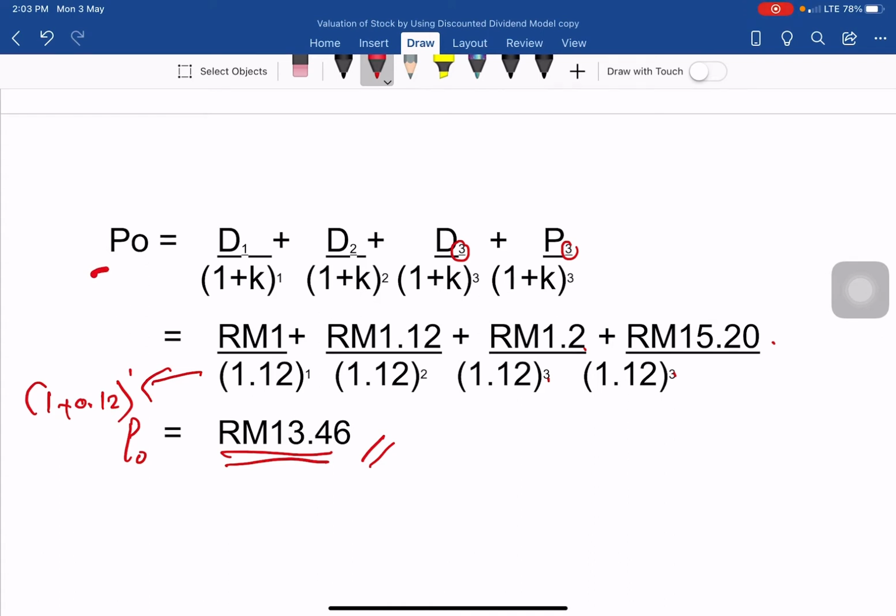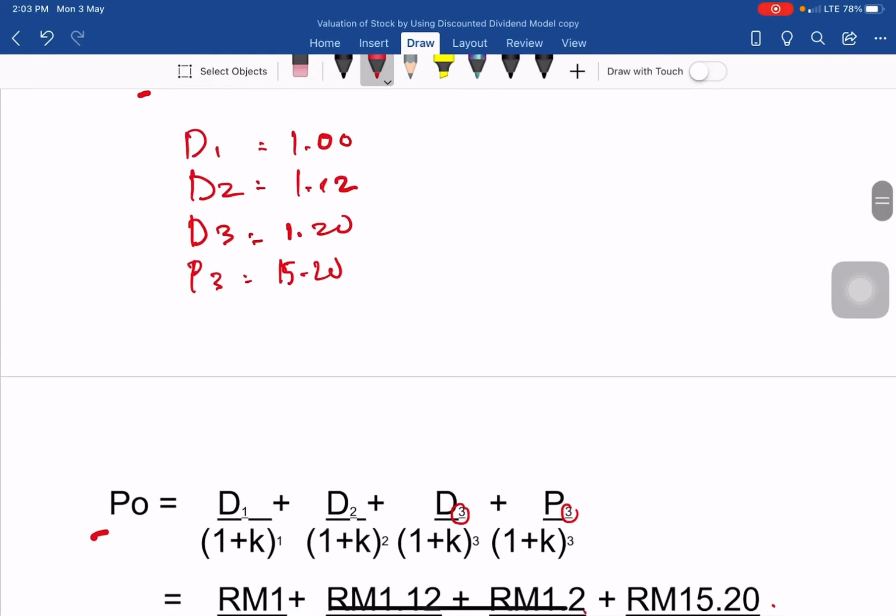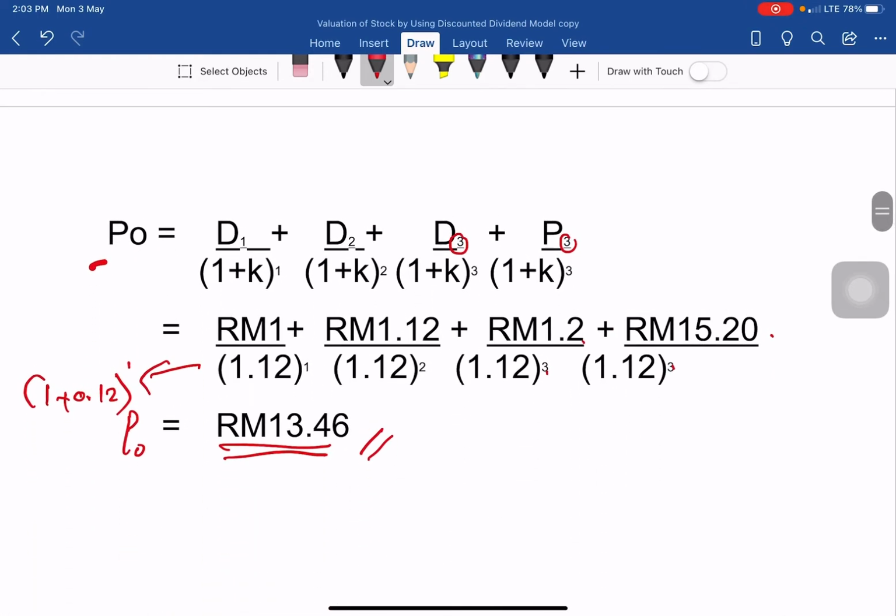Alright, so D1 over 1 plus K power of 1, plus D2 over 1 plus K power of 2, plus D3 over 1 plus K power of 3, and then plus up to P3, because they give us the price at year 3. So the D that we need to calculate is up to D3. Okay, so we just put the dividend figures into the formula.